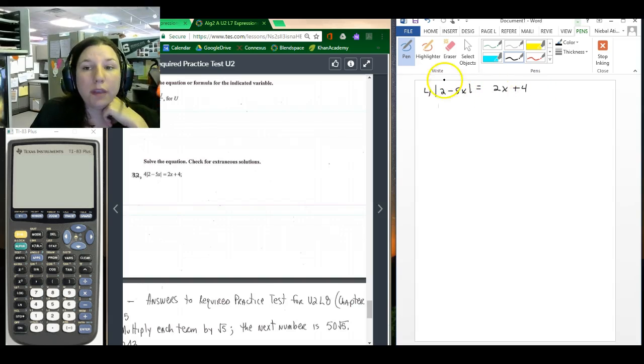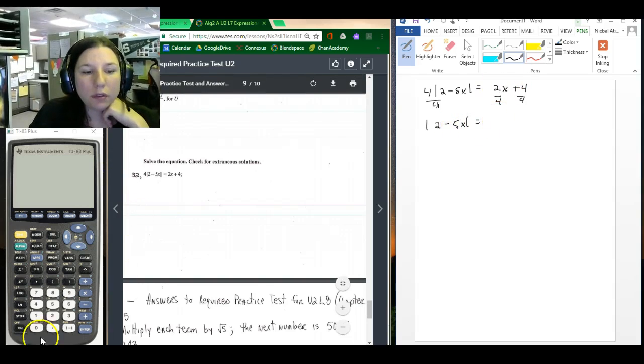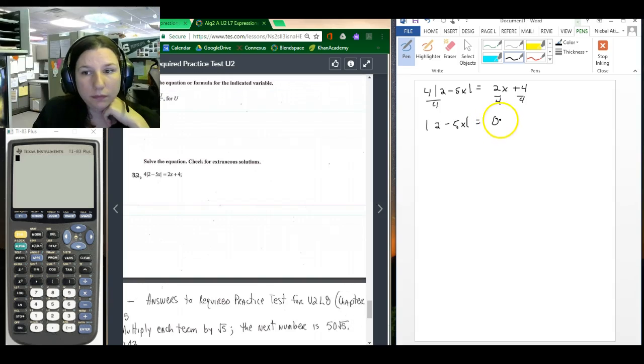There's x's on both sides. This one's the messier side, so let's start simplifying here first. So let's divide everything by 4. So you get the absolute value of 2 minus 5x equals 2 divided by 4 is 1/2. When you're solving, you can leave it like 1/2. If it's easier for you to use decimals, you can do 0.5, whatever you prefer. 4 over 4 is 1.